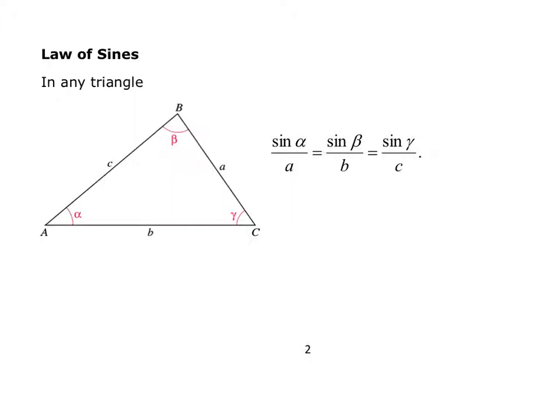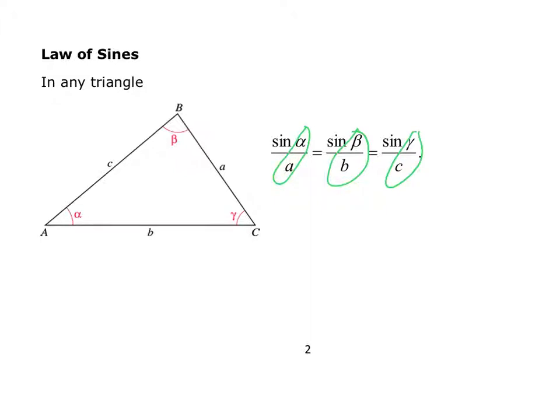Here's the relationship for the law of sines. This works for any triangle. Doesn't matter if it's a right triangle or a non-right triangle. This works for any triangle. Notice that we have this relationship here, that my A and alpha are related, my B and beta are related, and my gamma and C are related.